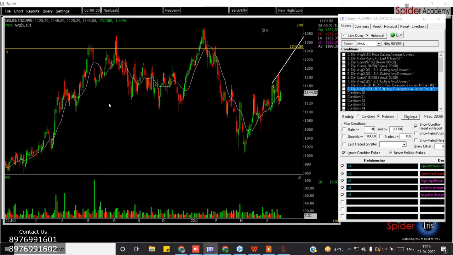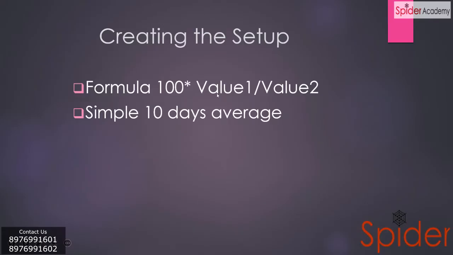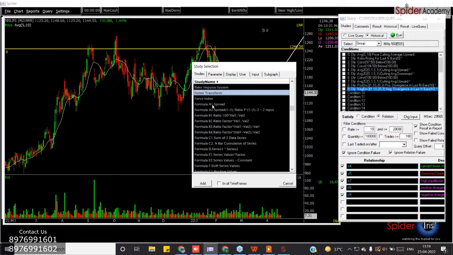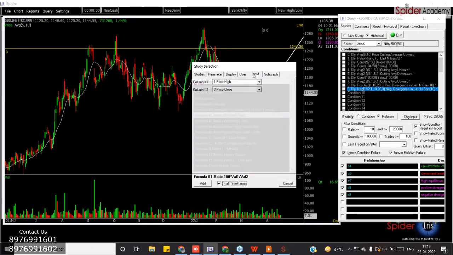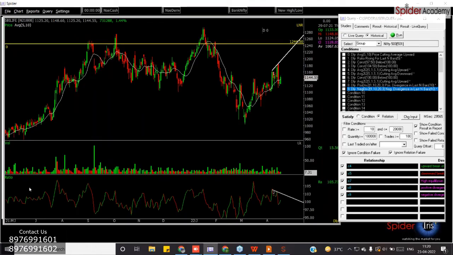So I've plotted the average over here. And now if you want to plot the formula, which I have just mentioned, formula 100 multiplied by value 1 divided by value 2, simply press S. Come to the formula section by pressing F. Over here you see formula B1 ratio, 100 multiplied by value 1 divided by value 2. And I'm simply going to plot it over here. The inputs which I'm going to take is the close. And over here, the input is going to be average, simple 10 days moving average. So this is what the ratio exactly is.